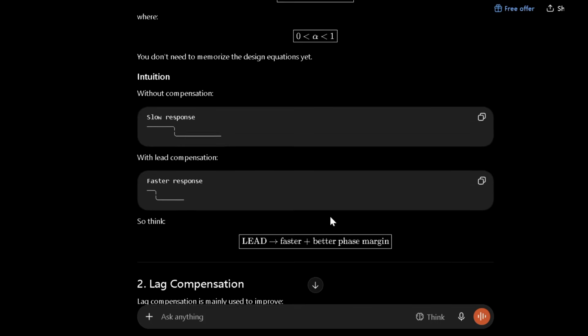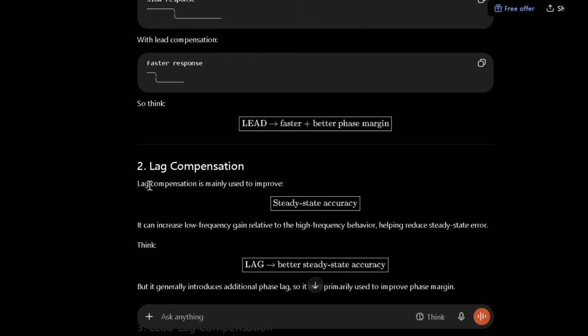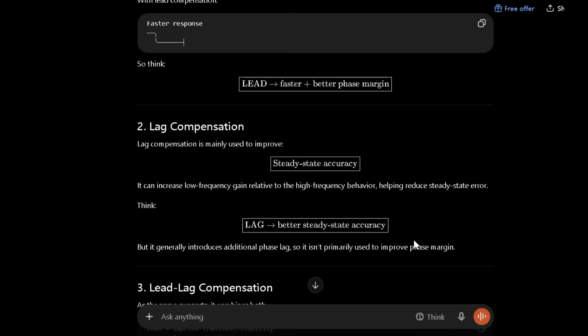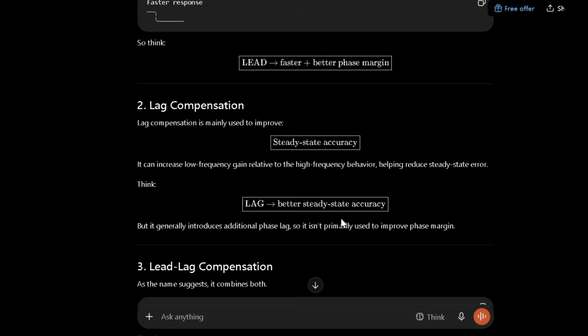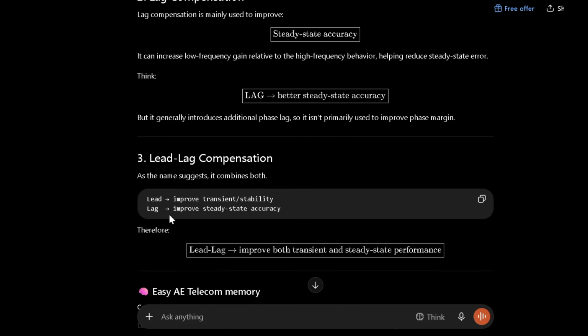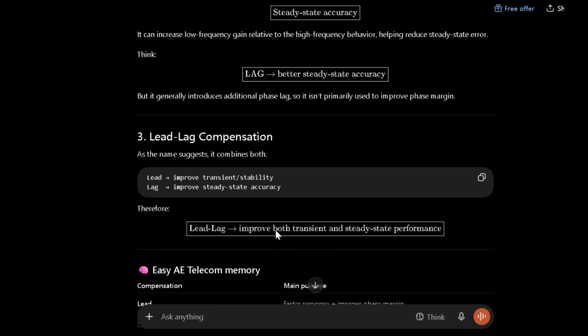Lag compensation mainly improves steady state accuracy. It can increase the low frequency gain relative to the high frequency behavior, helping reduce steady state error. Think lag: better steady state accuracy, but it generally introduces additional phase lag. Lead lag compensation, as the name suggests, combines both: lead improves transient and stability, lag improves steady state accuracy. Therefore, lead lag improves both transient and steady state performance.